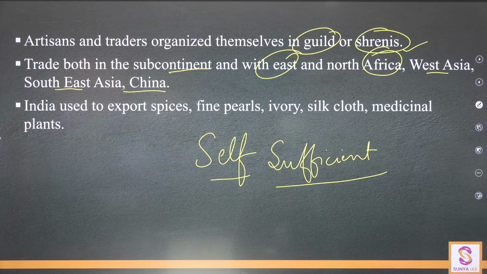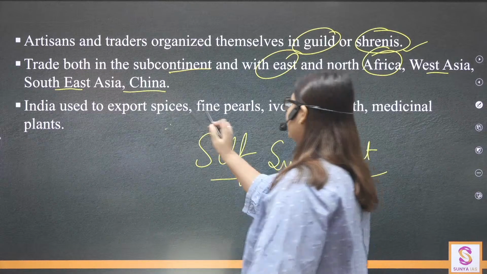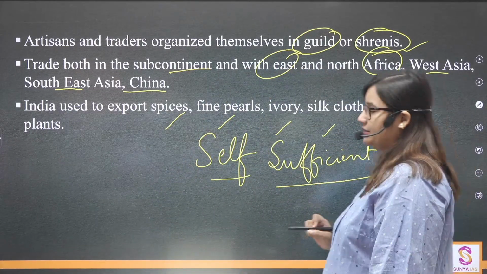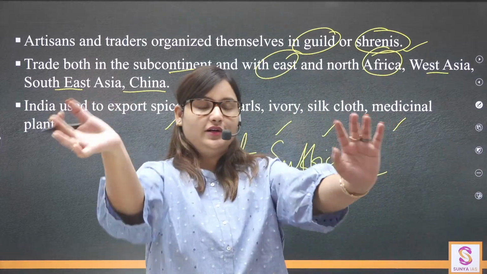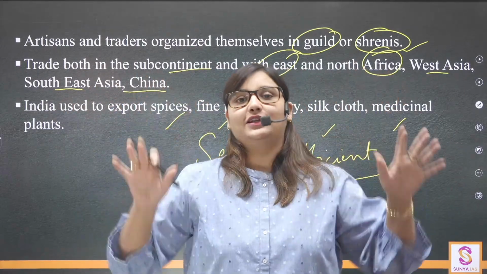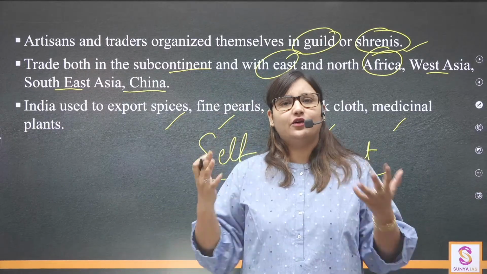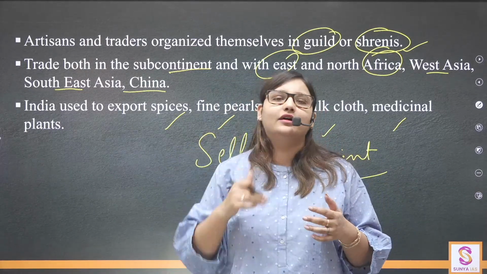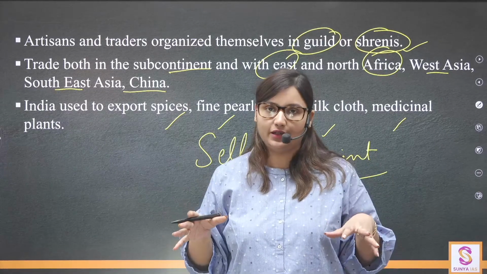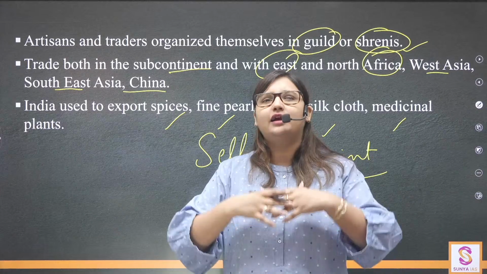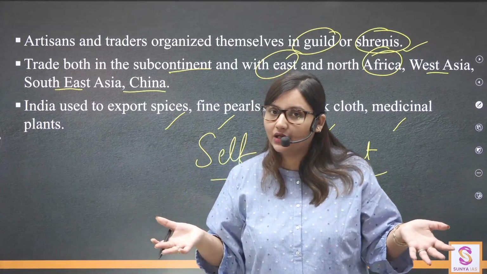Okay, so as I told you, we were self-sufficient, and India used to export spices, fine pearls, ivory, silk cloth, and medicinal plants. Now I'll tell you a very surprising theory. It's very common, and you must have heard that Bharat was "सोने की चिड़िया". India was the hub of gold. India had a lot of gold. Why did India have a lot of gold?